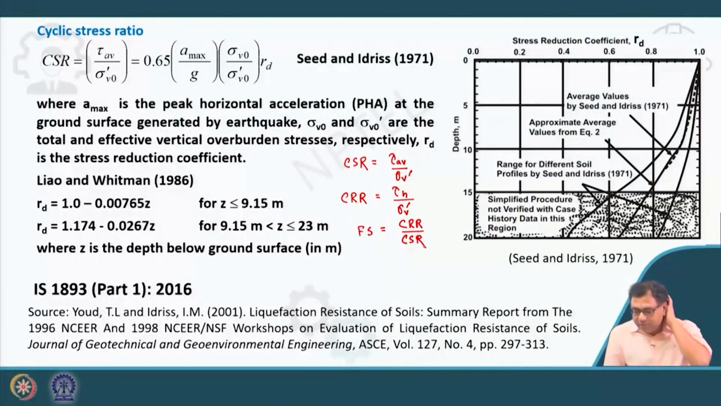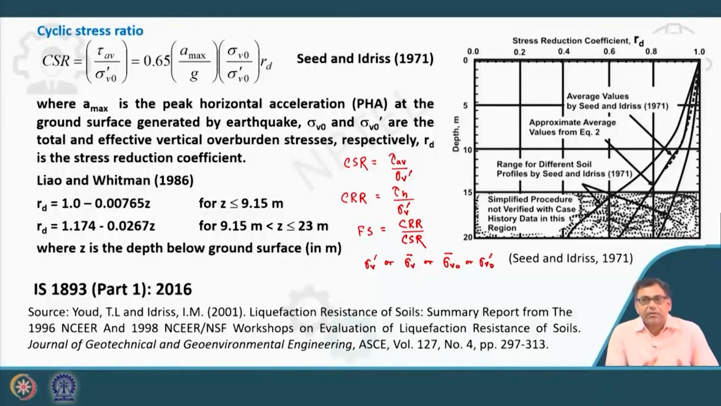Okay. So here, as I mentioned, it will be sigma V dash, or it can be sigma V bar, or it can be sigma V0 dash. The 0 means the initial. So all are the same. I may use different notations at different times because they are representing the same thing, that means initial effective overburden pressure. Clear? Now, Amax is the peak horizontal acceleration, or PHA.